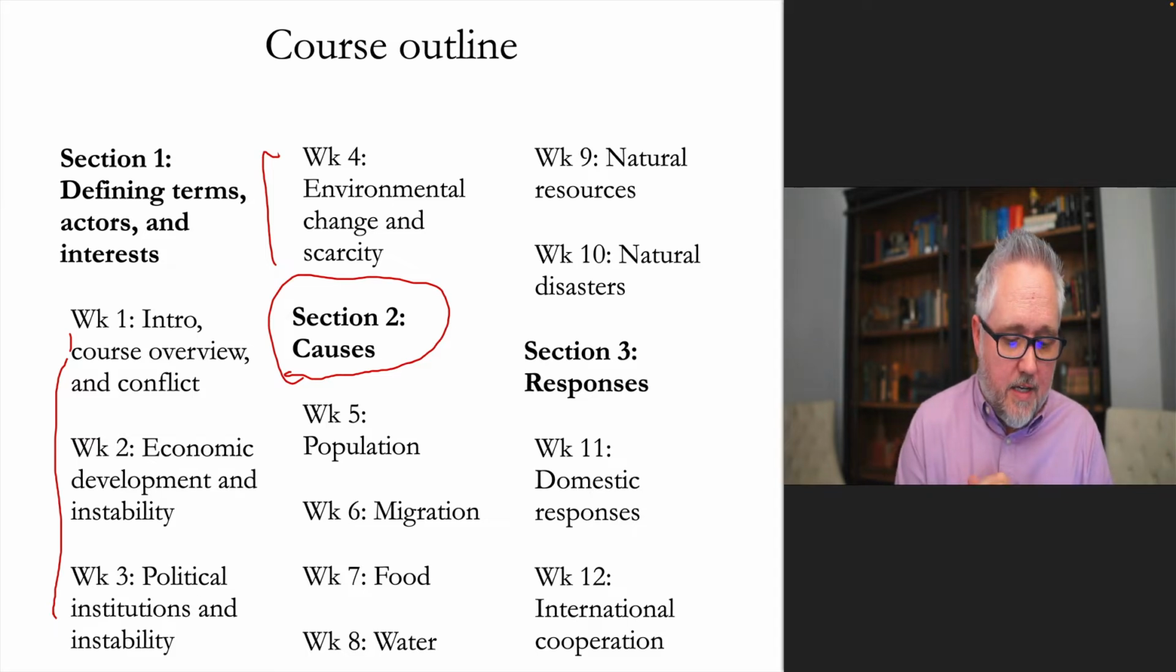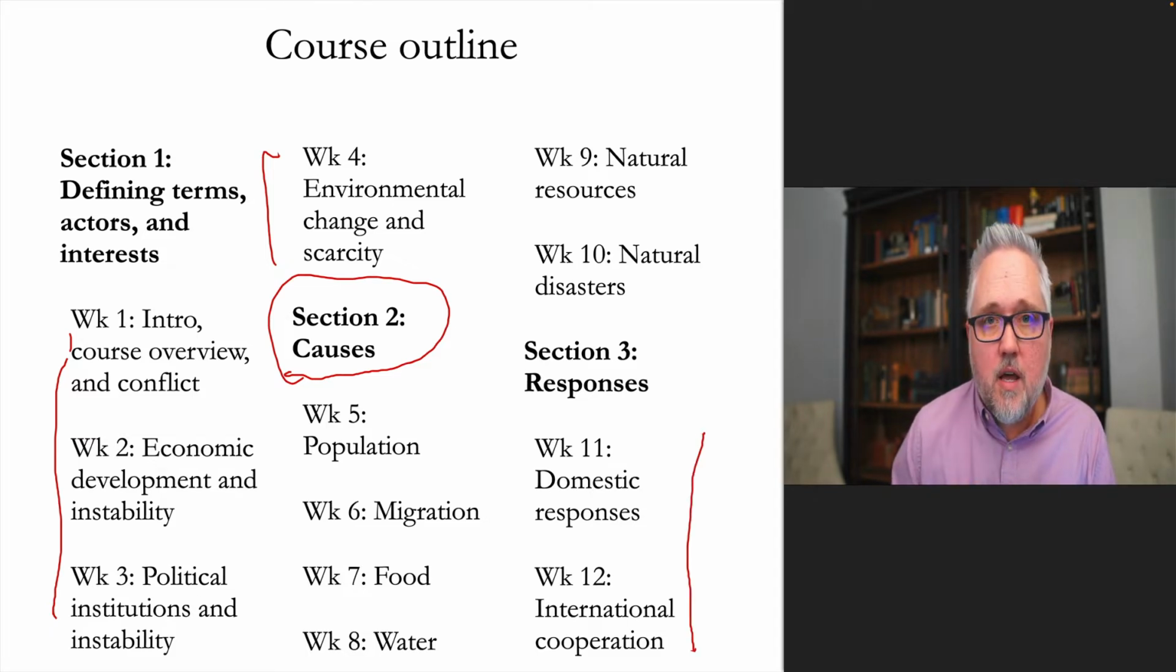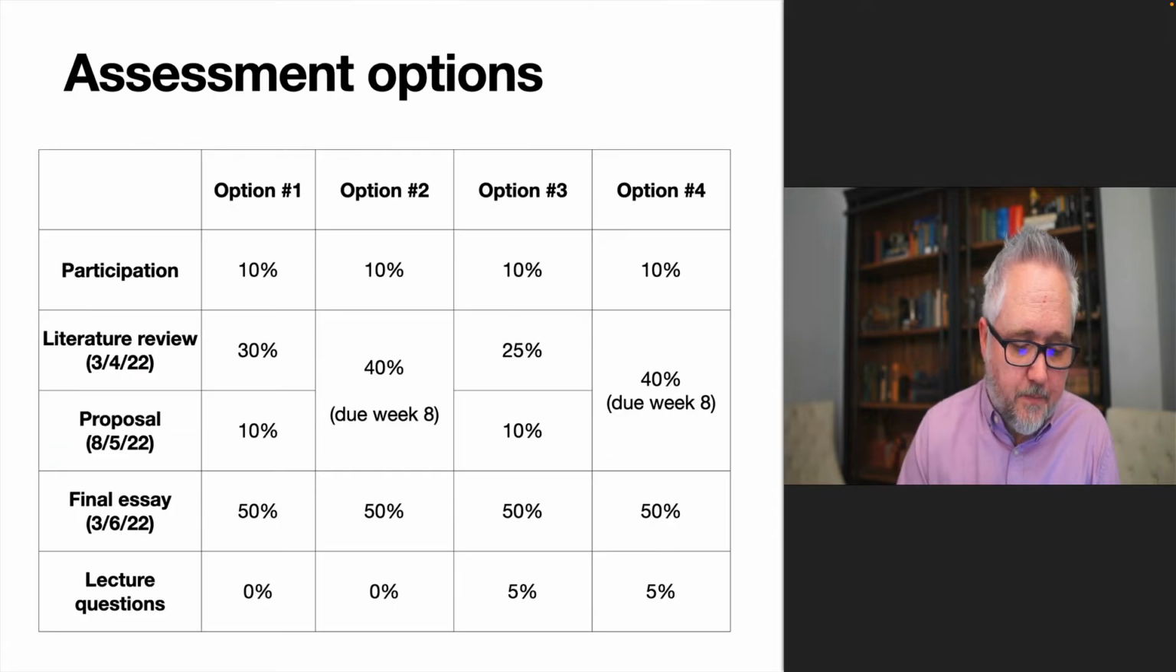And then in the last section, the last 2 weeks, we're focusing on domestic and international responses to either mitigate or adapt to climate change or to be able to prevent the types of conflicts and human security failures that we're going to be talking about in the class.